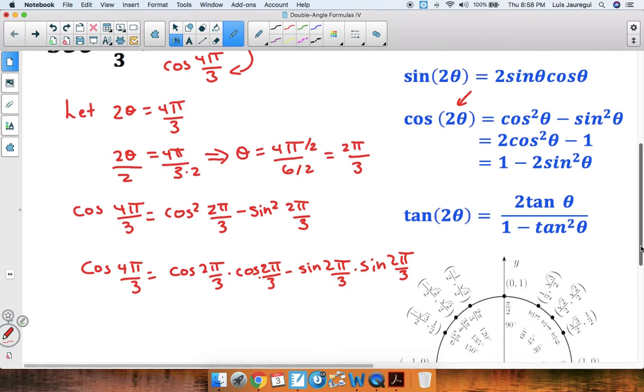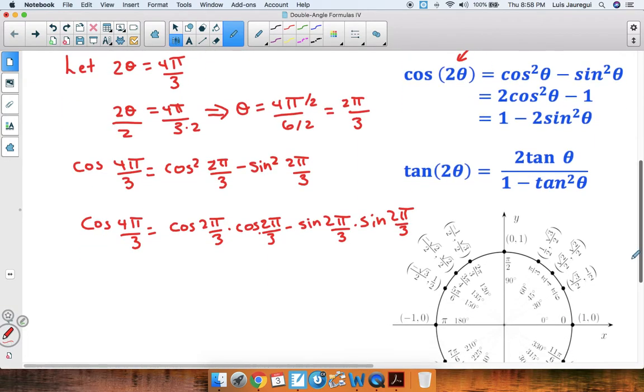Now recall that cosine is associated with the x-coordinate of that particular angle. So here we look for 2 pi over 3. Notice that this is the point that corresponds to that particular angle, and the x-coordinate is negative 1/2. So this now becomes negative 1/2 times negative 1/2 minus the sine, which is associated with your y-coordinate. So the y-coordinate here is the square root of 3 over 2 times another sine, which is square root of 3 over 2.